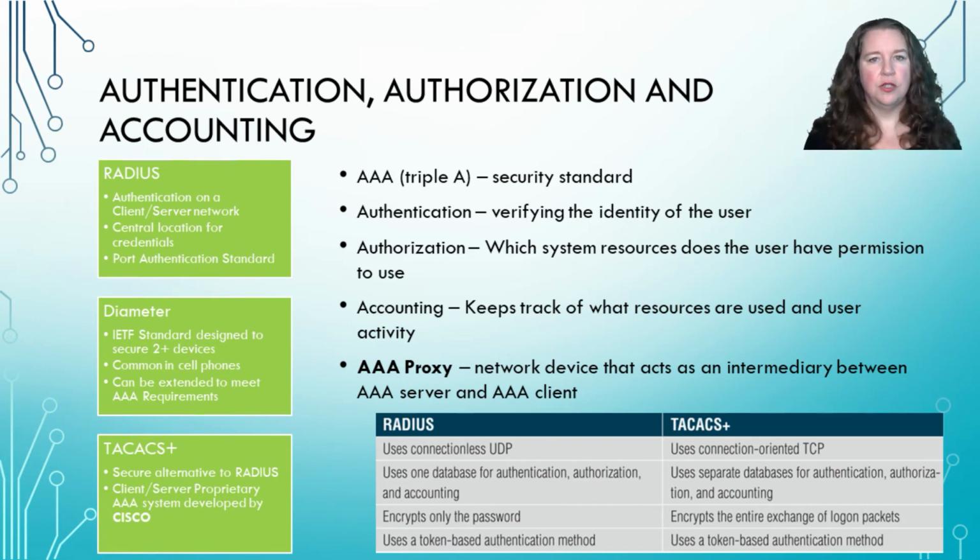Radius uses UDP, TACACS uses TCP. Radius uses one database. The other one uses a separate database for each of the options. So authentication gets a database, authorization gets a database, accounting gets its own database. Encryption, again, that tunneling versus the entire packet. So tunneling versus transport mode. Radius uses only the password is what they encrypt, whereas the other one uses the entire exchange. They encrypt everything. Using token-based, they both use token-based.